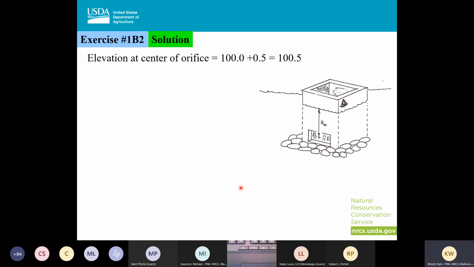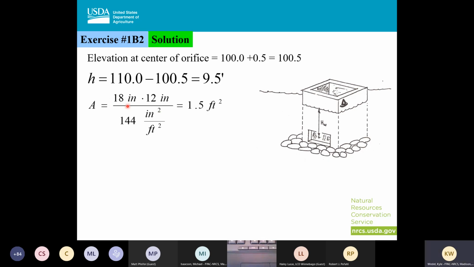All right, so for when the water elevation changes, again, I'm going to have to find the center of my orifice first. So I'm going to take this 100 again, and I'm going to add up the midpoint, which is going to be 1/2 foot to get to 100.5. My water surface is going to be at 110. So I'm going to take the difference between the center and my water surface and come up with 9.5 feet.